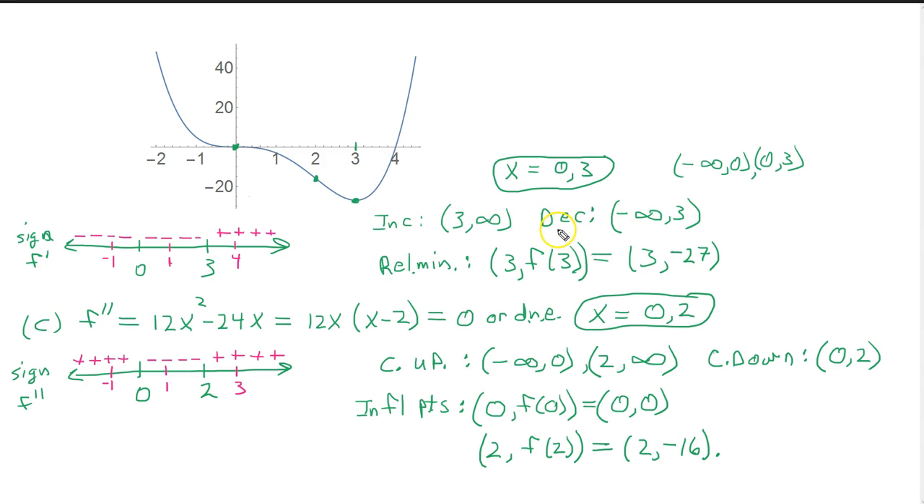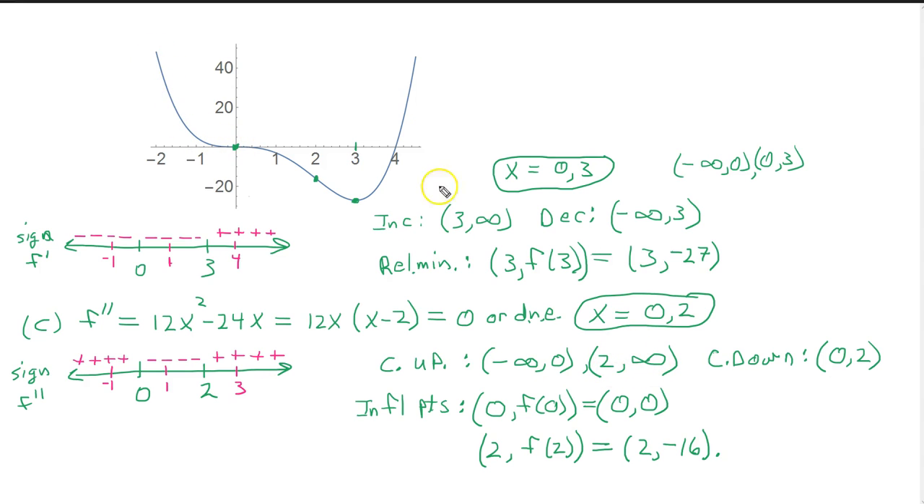Also, it was decreasing from negative infinity up to 3, and yes, from negative infinity all the way up to 3, it does look like it is decreasing. Yes, that checks out. We found it was concave up from negative infinity to 0. So negative infinity up to here, yes, it does look like it is concave up.